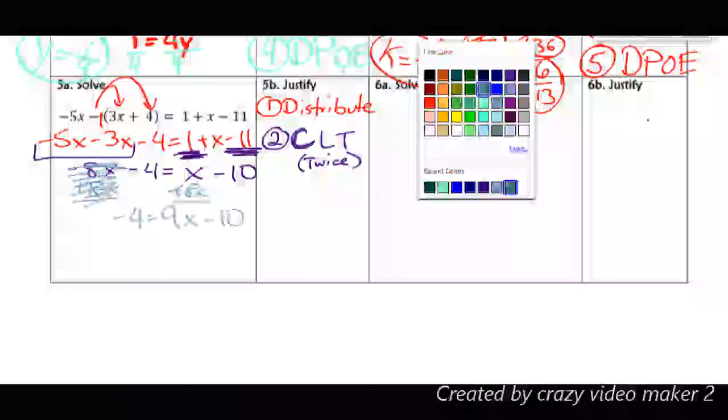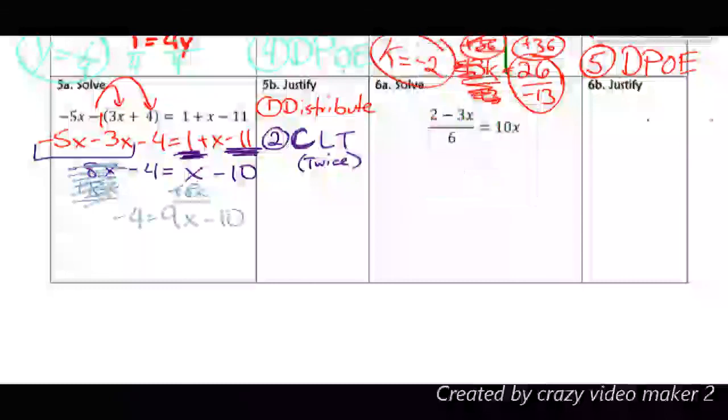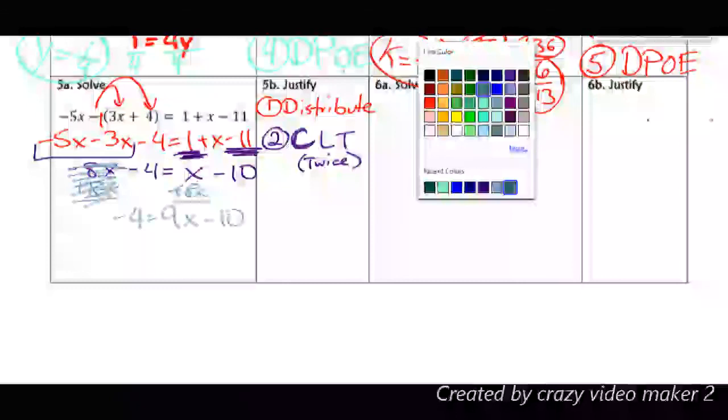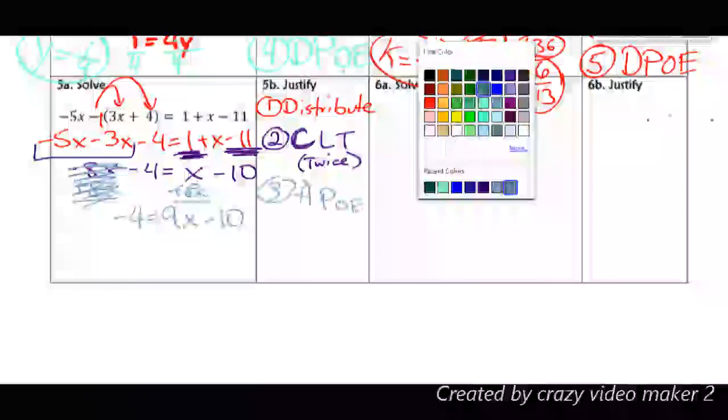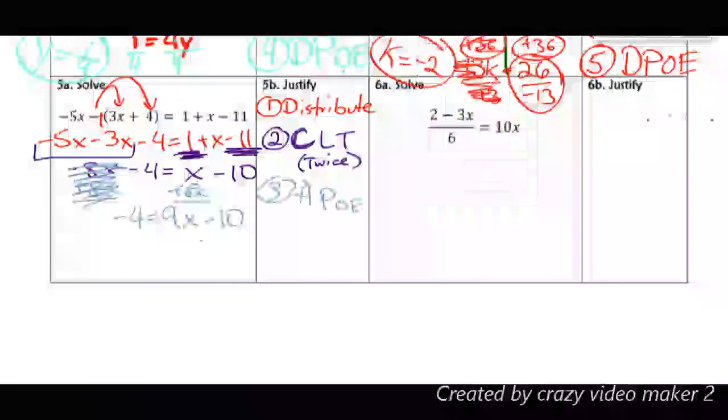Now I have a two-step equation. I'm going to cancel out the minus 10. My last step there was APO. Now I can come to this bluish and add 10 to both sides. Trying to get that variable completely by itself. So I cancel out that minus 10 by adding 10. I'm going to add on both sides. That's called APO again.